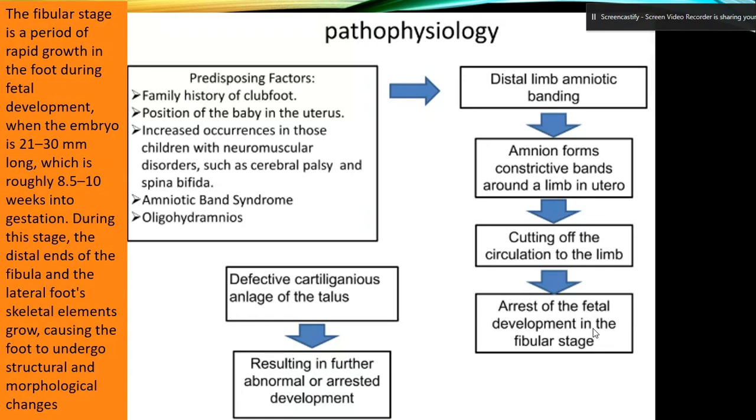So, arrest of fetal development in the fibular stage. The fibular stage is a period of rapid growth in the foot during fetal development when the embryo is 21 to 30 millimeters long, which is roughly 8.5 to 10 weeks into gestation. During this stage, the distal ends of the fibula and the lateral foot skeletal elements grow, causing the foot to undergo structural and morphological changes. So it happens during the fibular stage, the rapid growth of the foot during fetal development when the embryo is 21 to 30 millimeters long. Okay? So it's around 8 to 10 weeks into the gestational age. Okay?